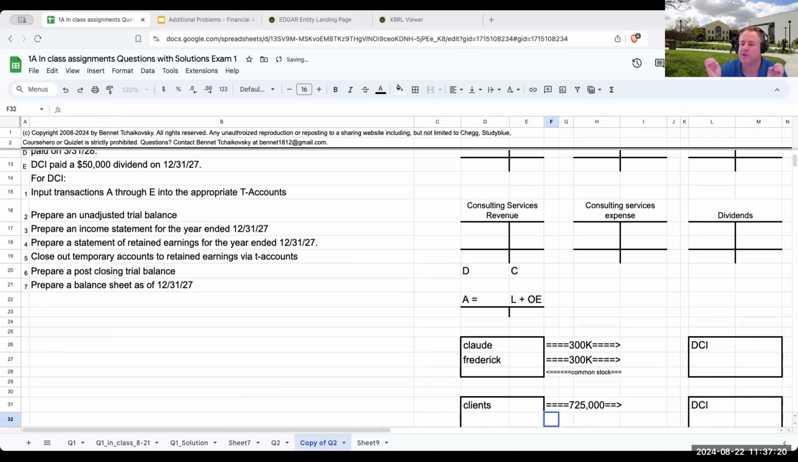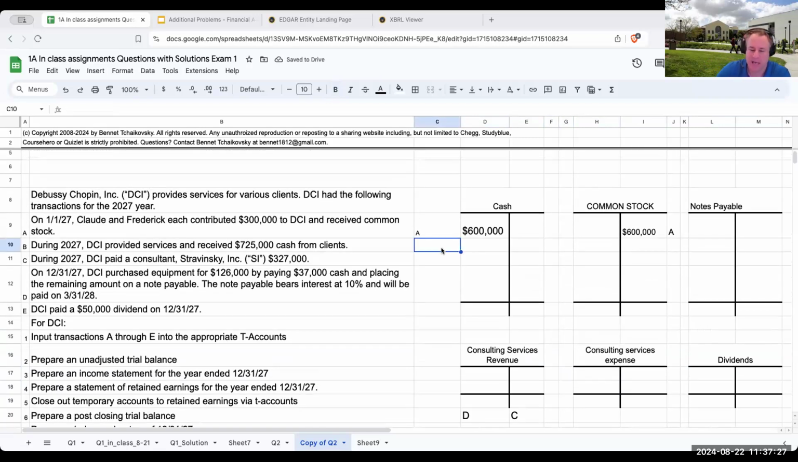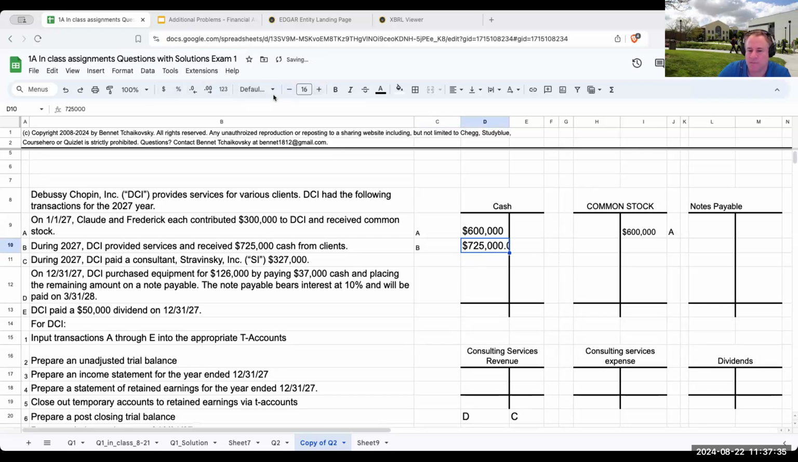So clients are giving us 725,000 in cash. I'm receiving cash, so how do I show an increase to cash? It's no different. I'm going to debit cash for 725,000. That's what I'm doing over here. Now the trickier part comes in when we say, okay, but for every debit, I need a credit.